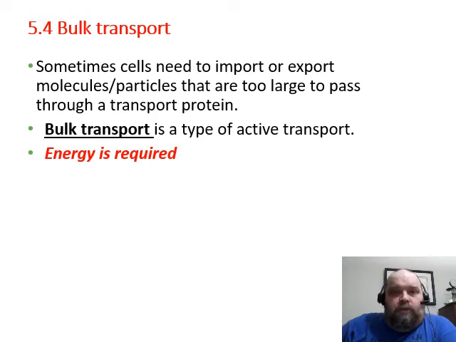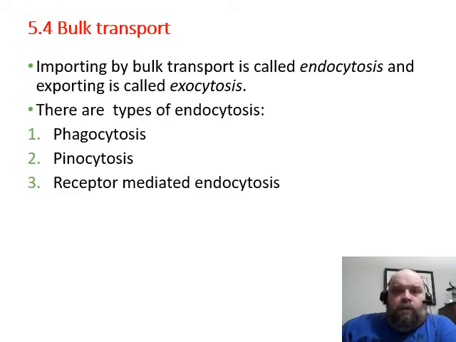To get this across into or out of the cell, we're going to have to use what is referred to as bulk transport. Bulk, huge, moving big, huge things across the membrane. Definitely this is going to be an active transport, and there's going to be a lot of energy expended to do this. We see two processes: stuff moving into the cell, stuff moving out of the cell.